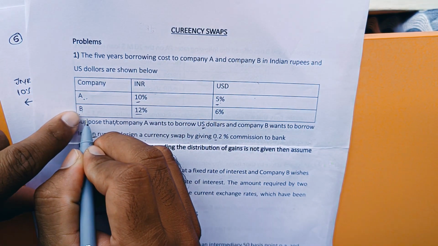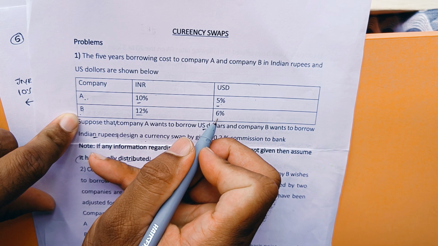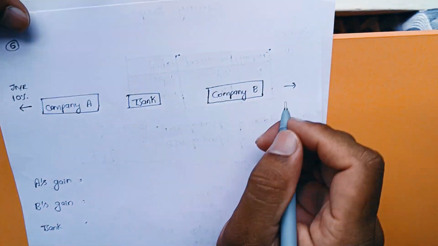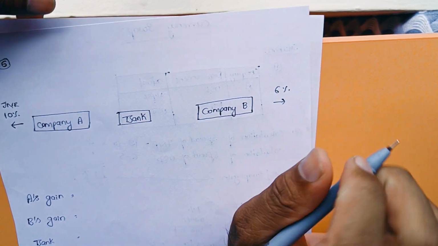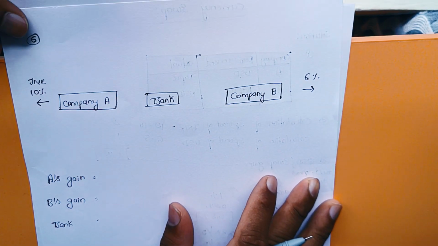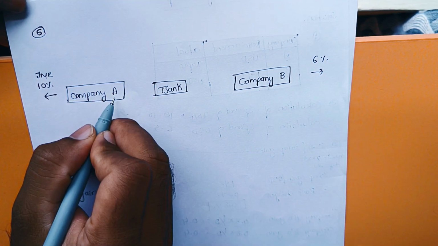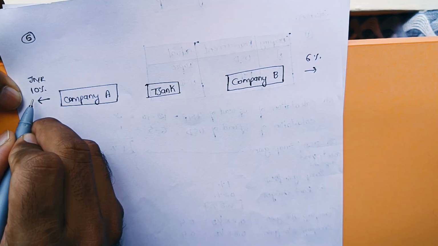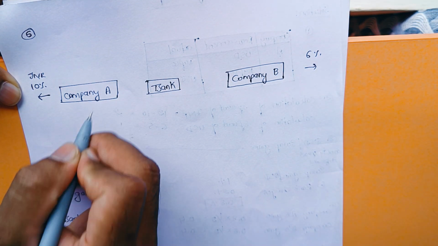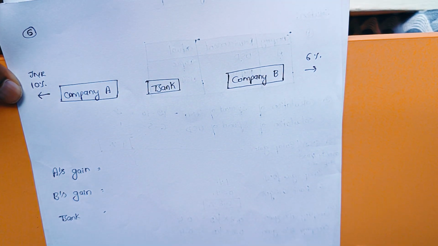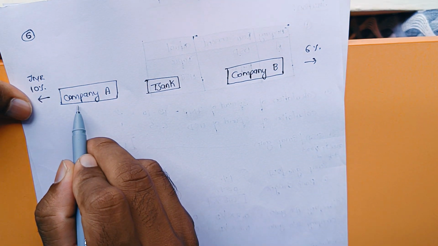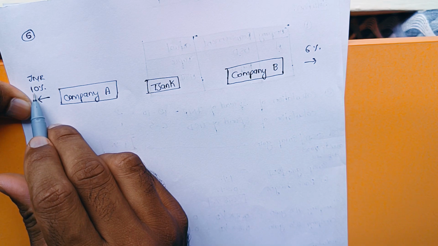Company B actually wanted rupee, but it's paying USD at 6%. That is the open market rate. So this much is clear, no? Then company A wanted USD, but it's paying Indian rupee. What will company A do? It will swap with the bank. Done. Now company A wants USD, and has got Indian rupee.